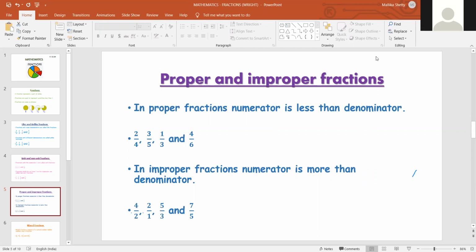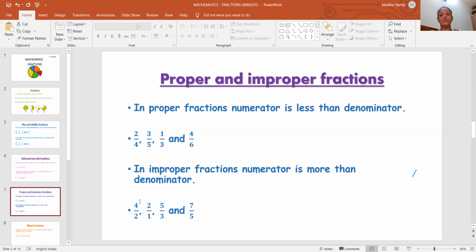Ma'am, can I explain? A proper fraction is when the numerator is smaller than the denominator. An improper fraction is when the numerator is bigger than the denominator. It is described here also. In a proper fraction, the number above the bar, above the line, should be less than the denominator. Otherwise, it is an improper fraction.